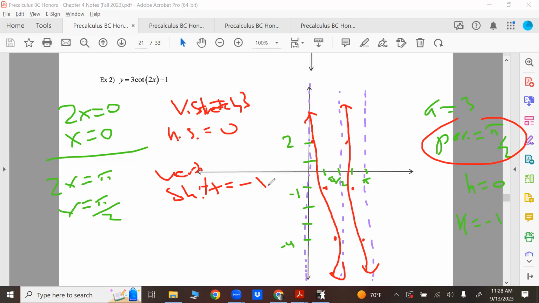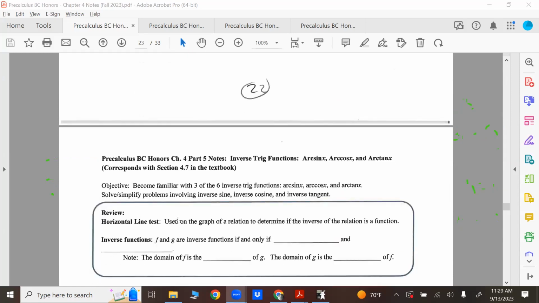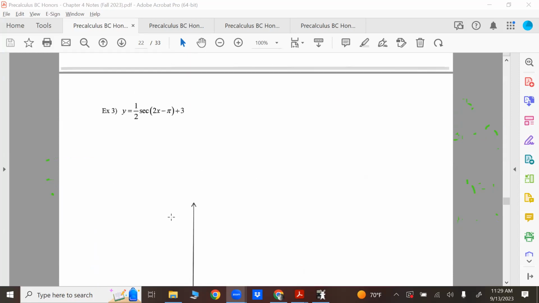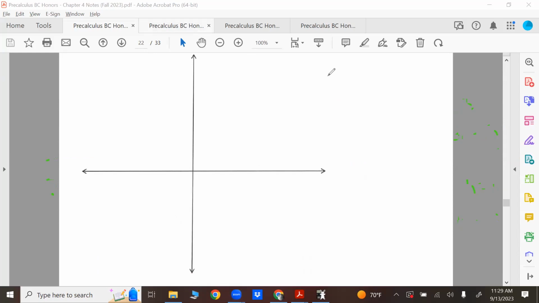Okay, we got time for one more. It's the last one for today. And I feel good. That means we're all on pace. Okay, guys, quiet please. Let's finish strong here. y equals 1/2 secant.